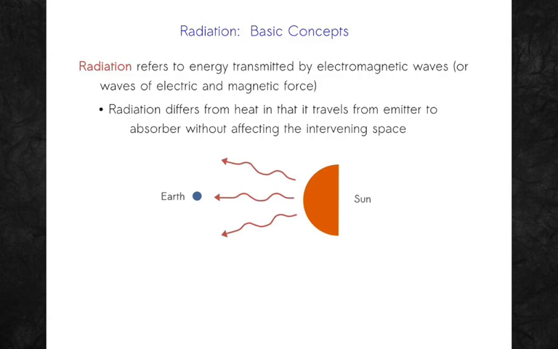Okay, so radiation. So what is radiation? Well, loosely speaking, we could define radiation to be energy transmitted by electromagnetic waves. That's what radiation is, energy transmitted by electromagnetic waves. Which, of course, raises the further question, what are electromagnetic waves? Well, I think for our purposes, we can just define electromagnetic waves sort of loosely to be waves of electric and magnetic force.